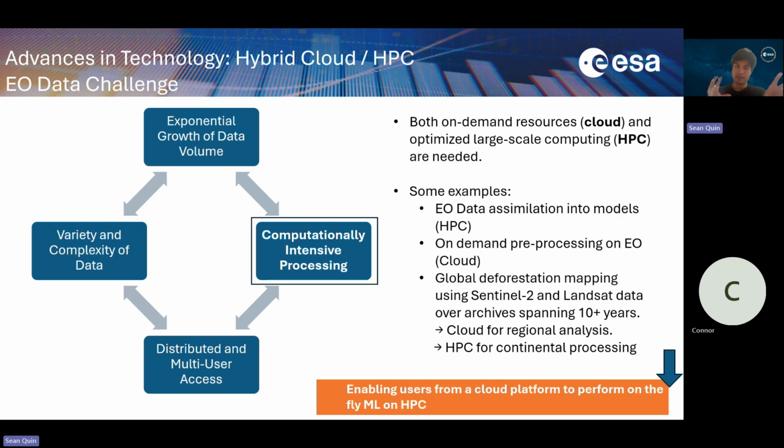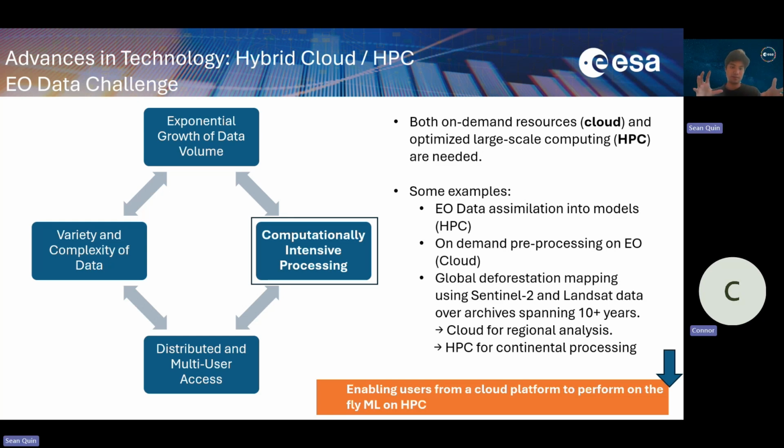In terms of what the cloud and HPC provide, cloud gives essentially an on-demand resource that's very easy to expand. So things like AWS, Azure, Google, etc., give you that platform in which if you don't have enough resources, you can easily scale it. However, unlike HPC, the optimization in large-scale compute might not necessarily be there. So what they're trying to do is combine it. For example, for EO data simulation into models, you'd rely on HPC systems to make that quick, whilst on-demand pre-processing on EO data might be more cloud.